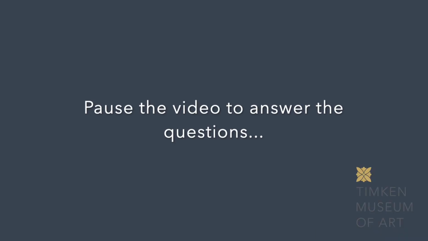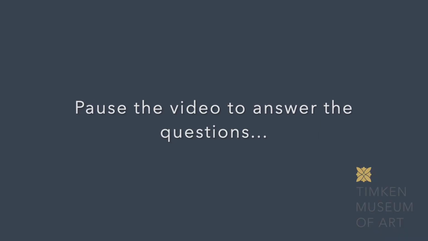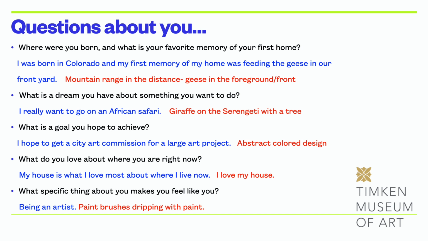Please pause the video and take your time coming up with these answers. All right, now we're gonna move on in this creative ideation process. Next to each one of the answers to these questions, I want you to write down something that you picture in your mind that parallels with your answer. For example, when I talked about my front yard, immediately I could see the mountain range across the street from where I lived. I could also see the geese.